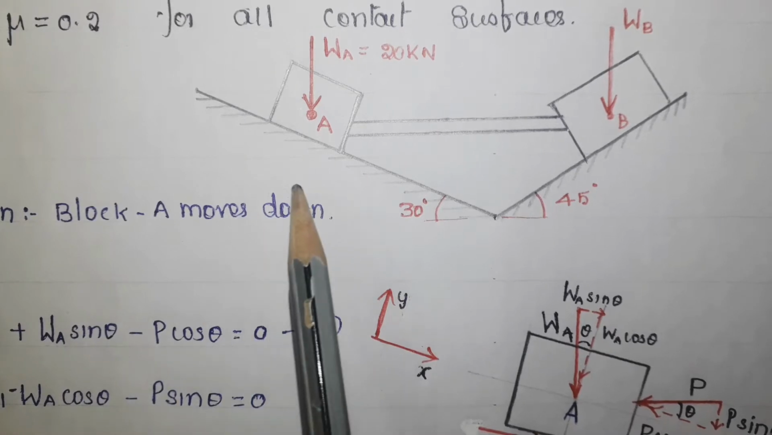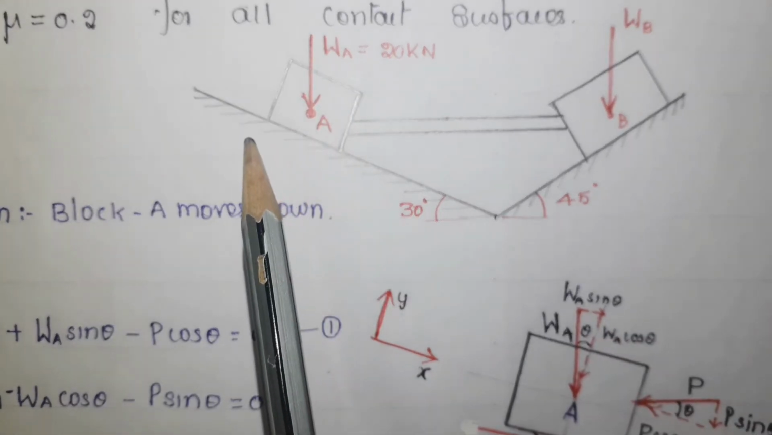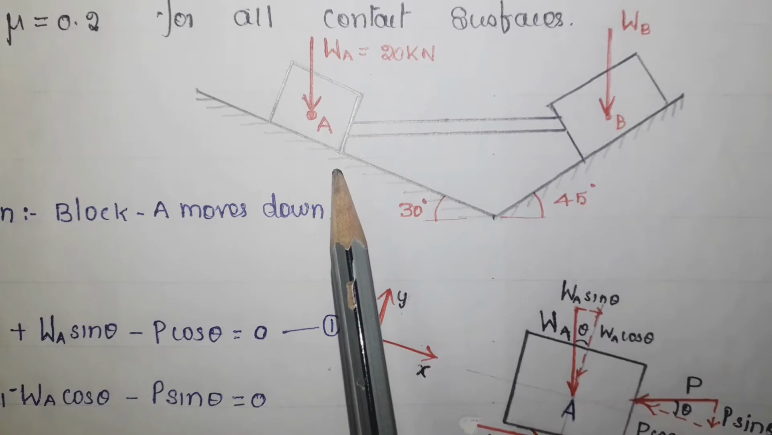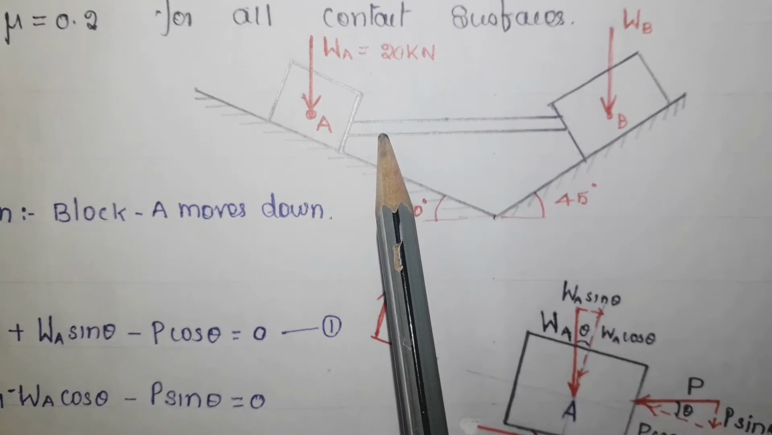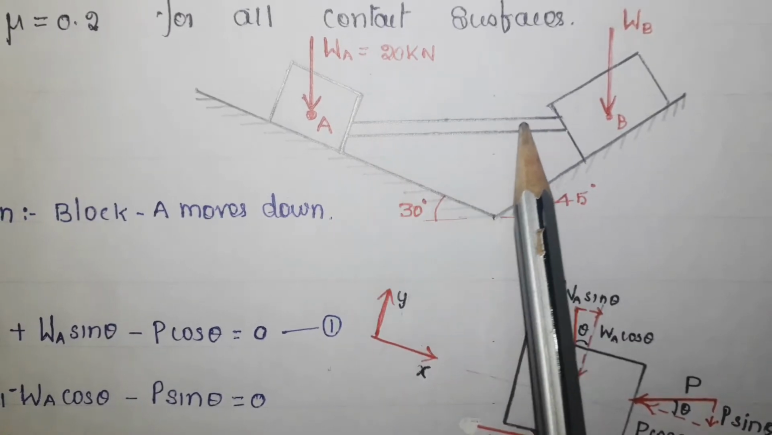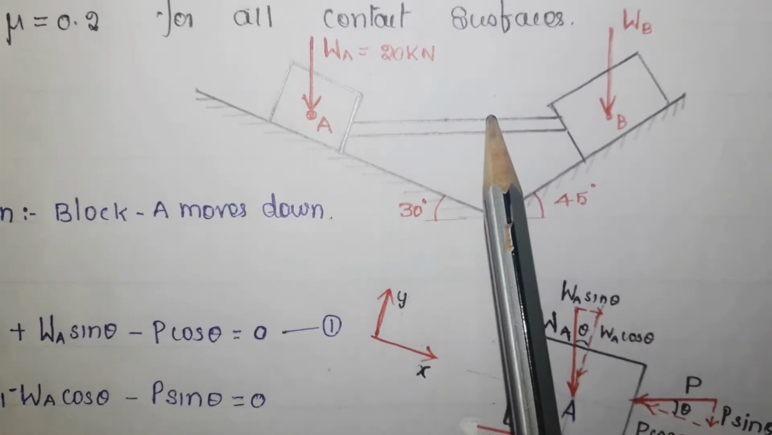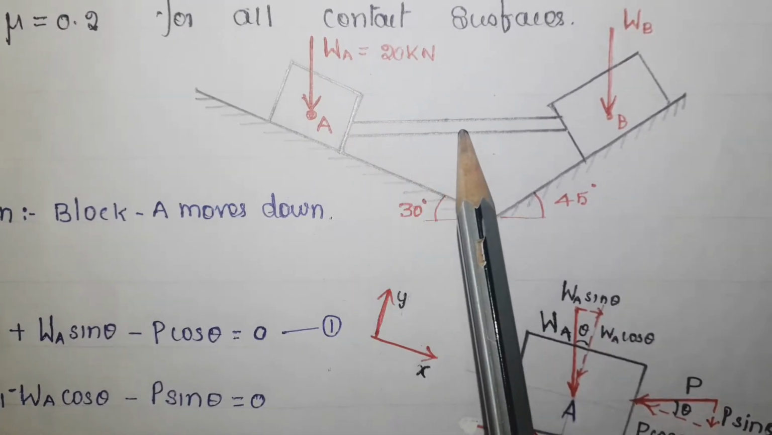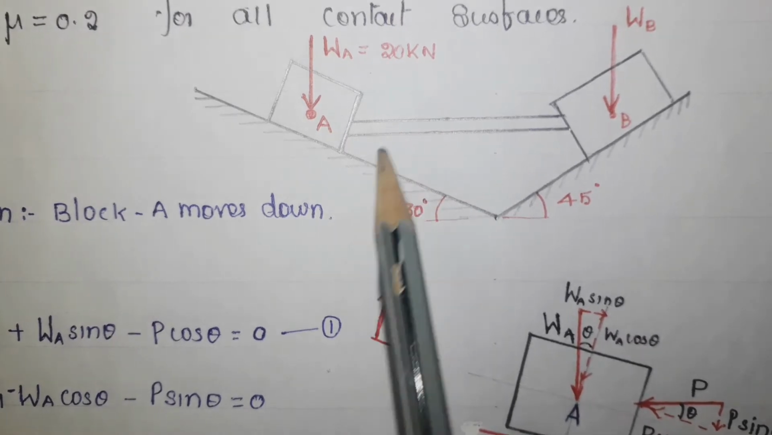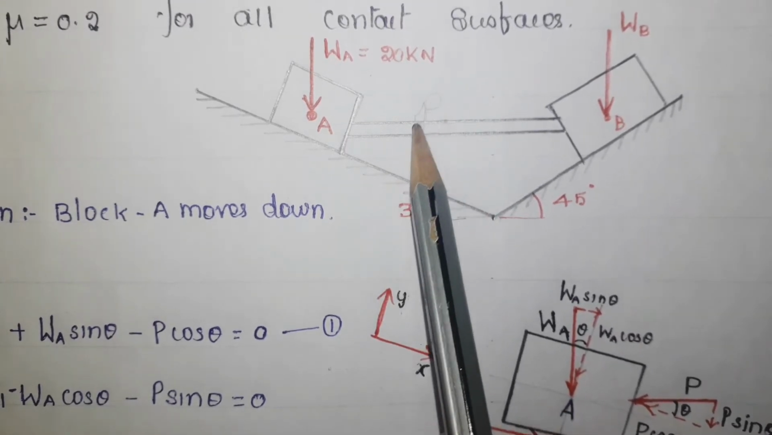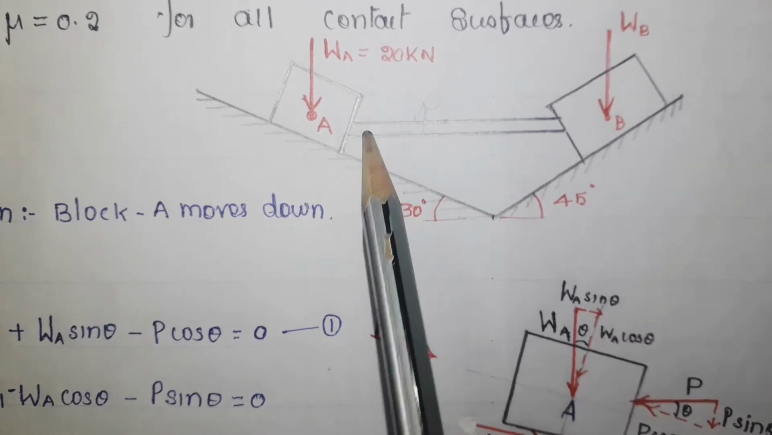Now in this case, the block A tries to move down, and that movement is arrested by this rod AB. When it arrests this movement, it must give some force. Let me take that one as P. This is the force used to support this block A.